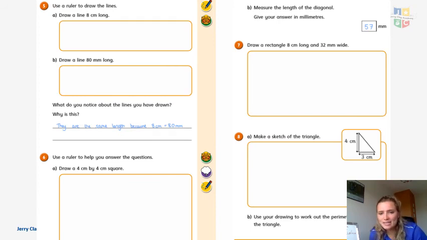And then number 8, make a sketch of the triangle. So you want to draw, copy that triangle using the exact measurements, so 4 centimetres by 3 centimetres with the diagonal. And then it says use your drawing to work out the perimeter of the triangle. Now remember, the perimeter, one we've done before, is the whole way around it. So it's obviously going to be 4, add 3, which is 7. Then you'll need to measure your last line and add that to it as well to find out the answer.